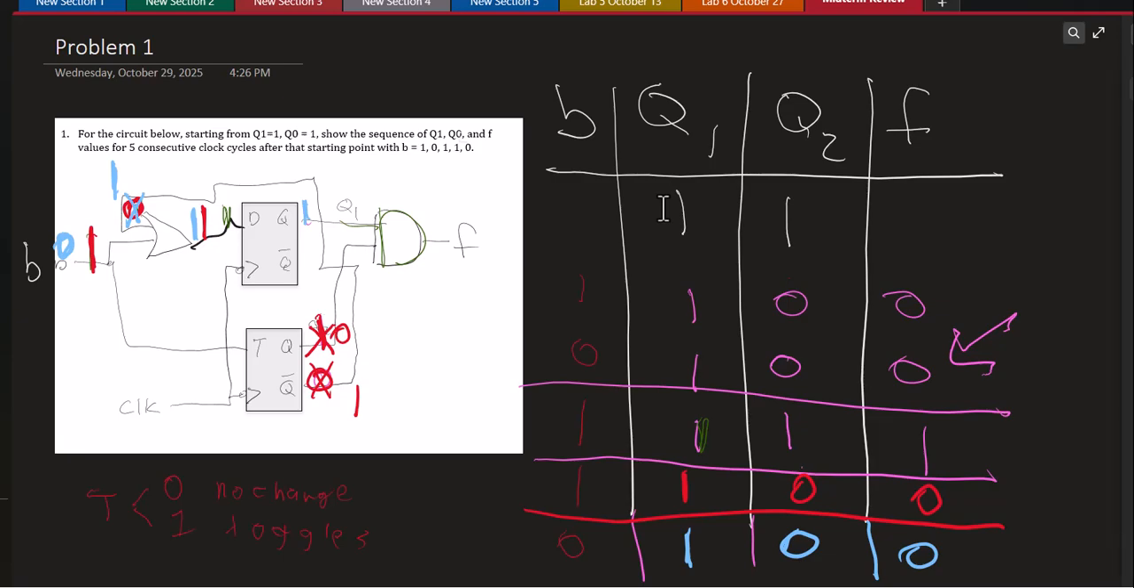Question? Whenever we have a D flip-flop, the only thing we have to worry about is the input D, where it's 0 and 1. When you're saying D? D. Yes, correct. Right. Yes.